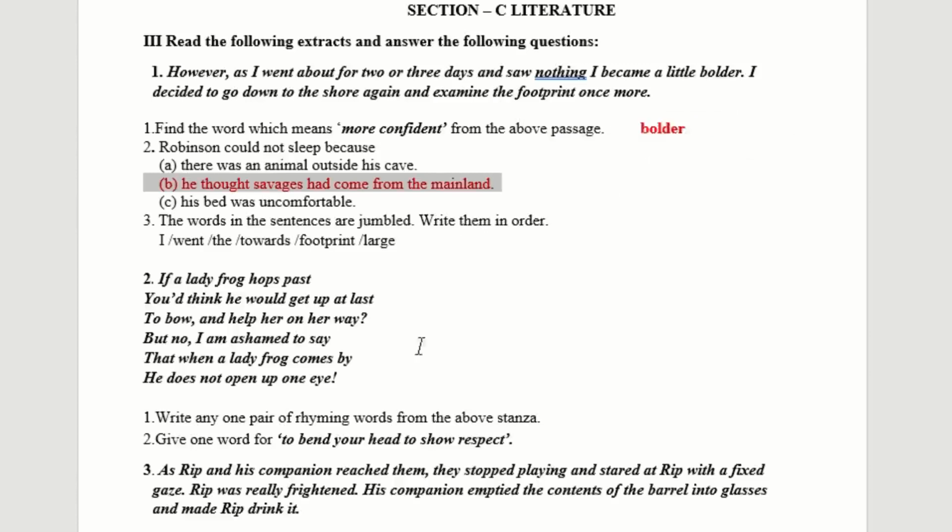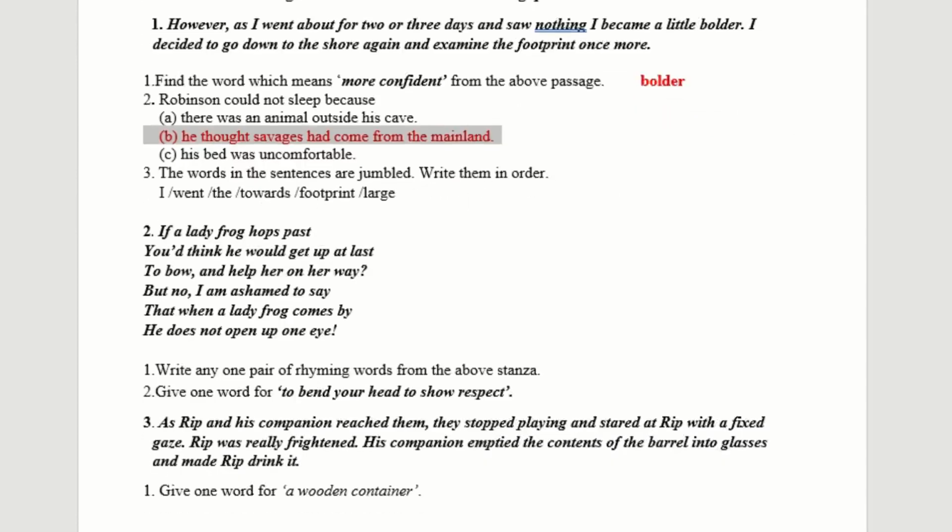Now let's see the third question. The words in the sentences are jumbled. Write them in order. This is also taken from your textbook, from your lesson Robinson Crusoe. You can write only the answer. So the answer will be: I went towards the large footprint.